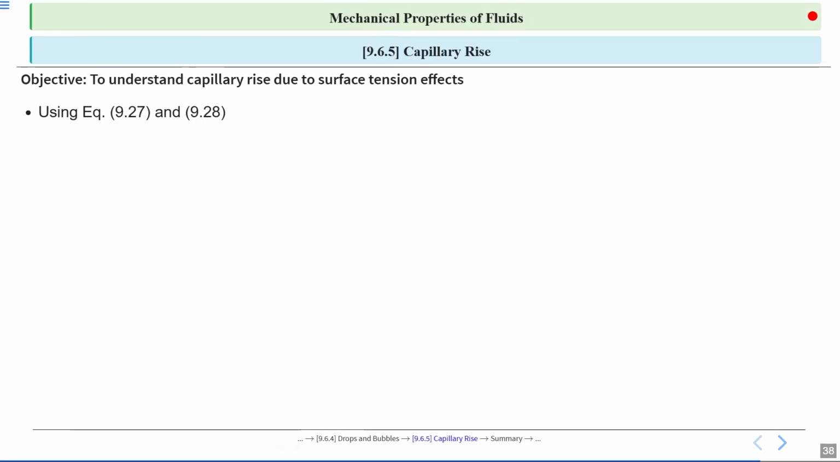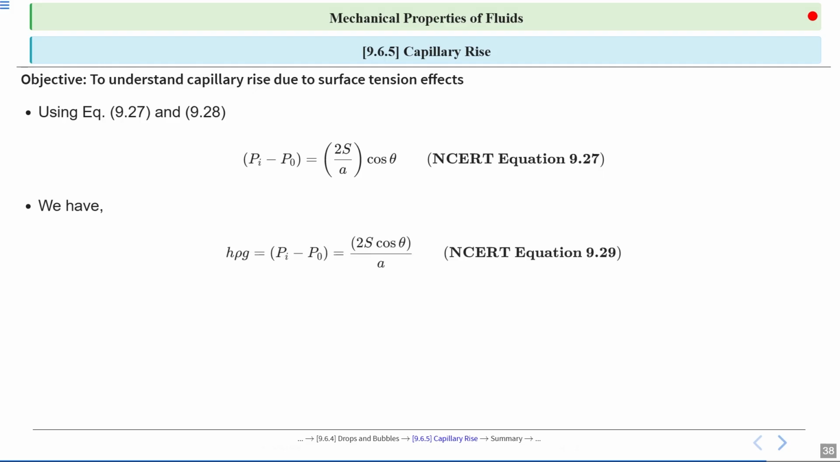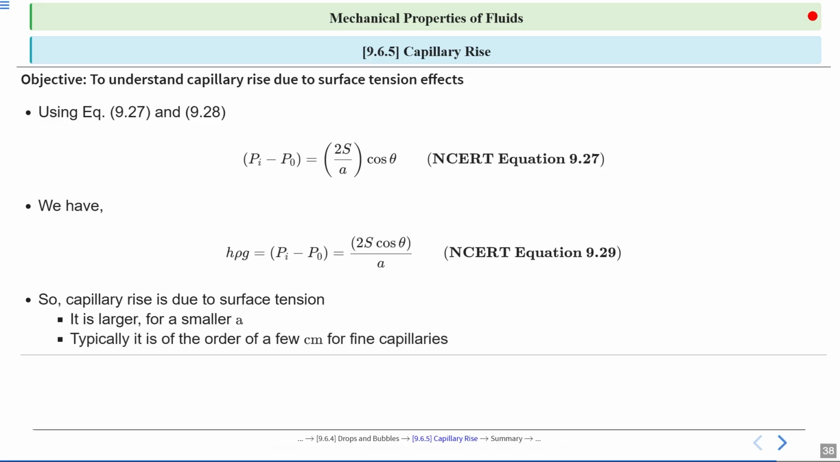Now, using equations 9.27 and 9.28, Pi minus P naught is equal to 2S cos theta divided by a. We have h rho g equal to Pi minus P naught equal to 2S cos theta divided by a. So capillary rise is due to surface tension. It is larger for smaller a, and typically it is of the order of a few centimeters for fine capillaries. This effect is crucial in many natural and technological processes, like how plants draw water from the soil.